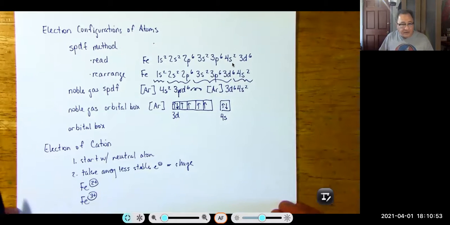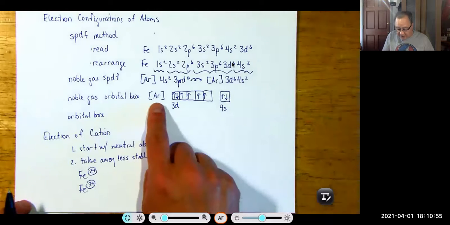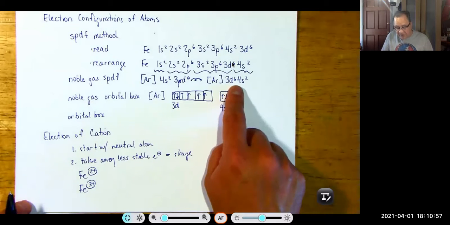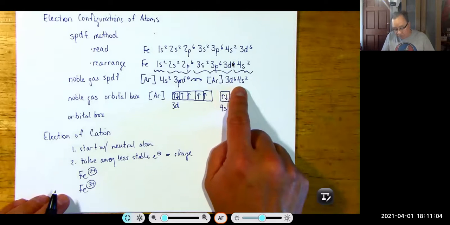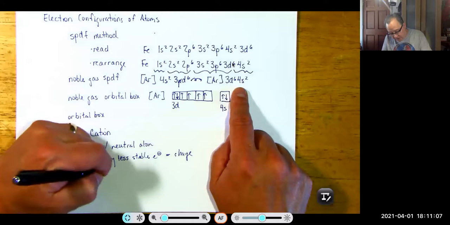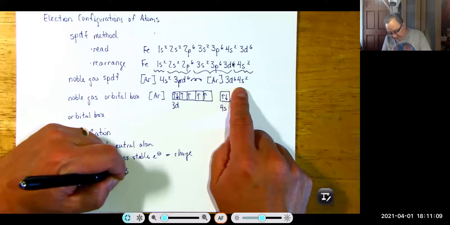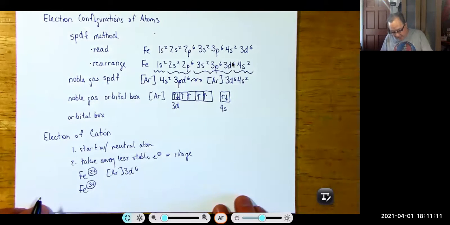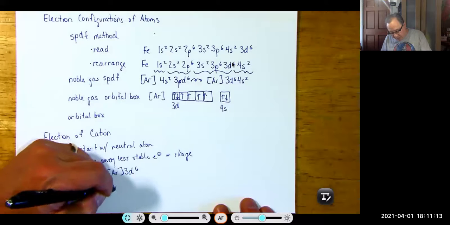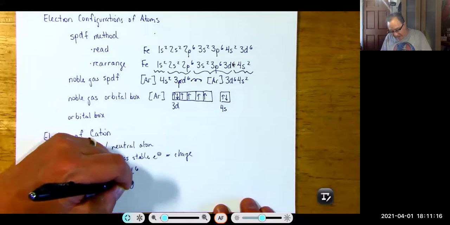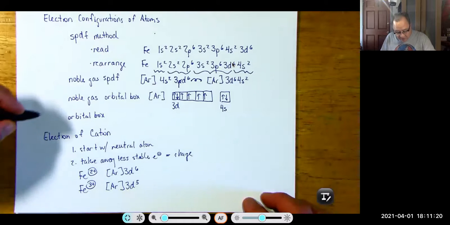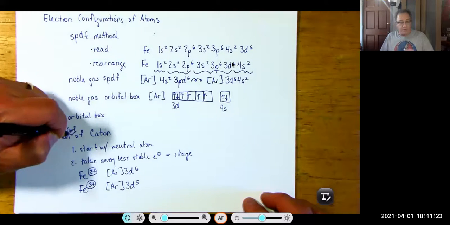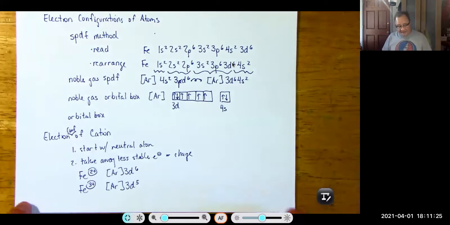So iron 2 plus, we would take a look at this configuration here. I'm going to look at the noble gas SPDF method. For 2 plus, we have to take away 2 electrons. So the least stable are the 4s electrons. So you would write argon 3d6. And for iron 3 plus, you would write argon 3d5. So that's the electron configuration of cations.